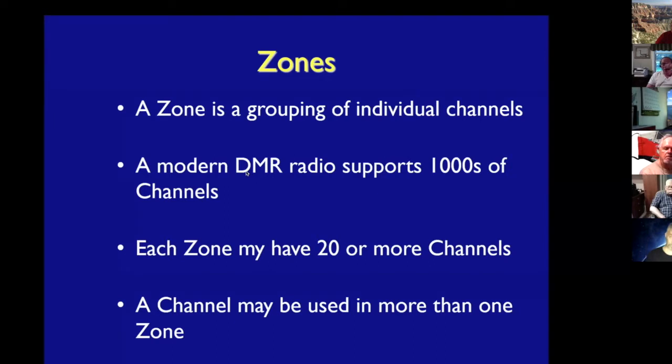A modern DMR radio, something built in the last couple of years, can support thousands of channels, and those channels could be set up in any one of the zones that you have. And my radio will handle, I don't know, I have 30 channels in some of the zones. So it's a pretty amazing little computer. And as I mentioned earlier, a channel can be used in more than one zone.